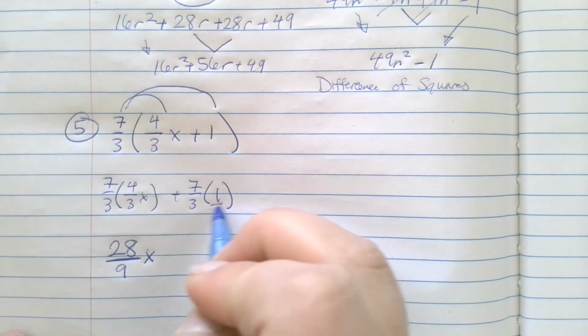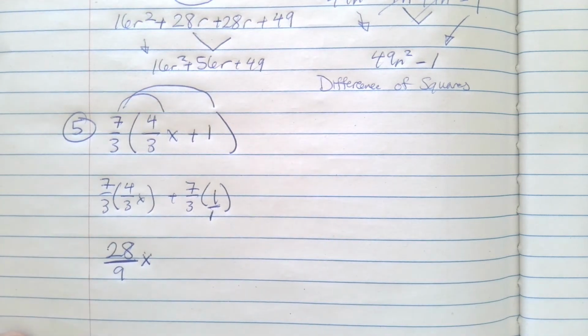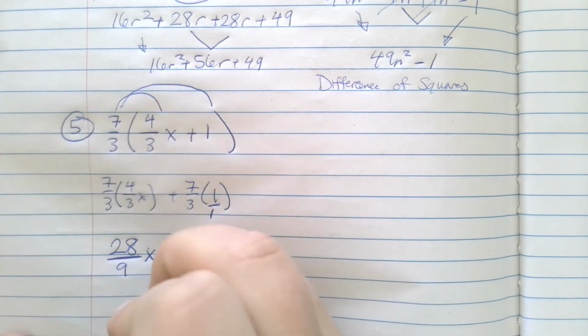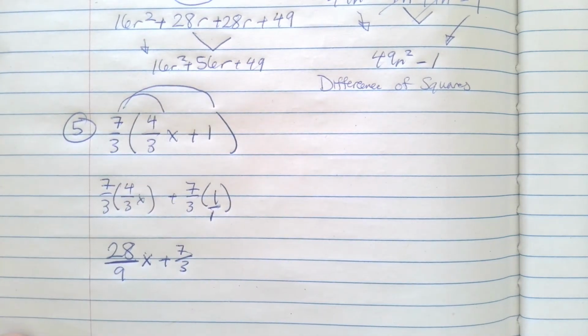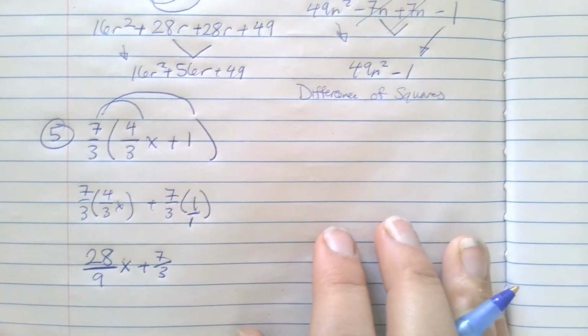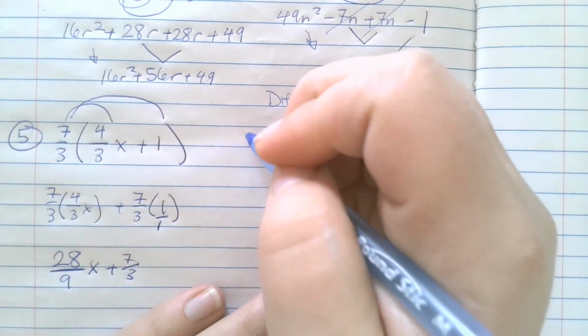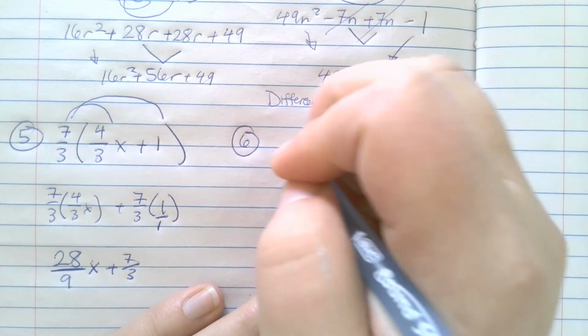This you can think of as 1 over 1 if you need to. But anything times 1 is just itself. So this is just going to be plus 7 over 3. And you're done. Pretty easy. We're trying to get you guys good at fractions.